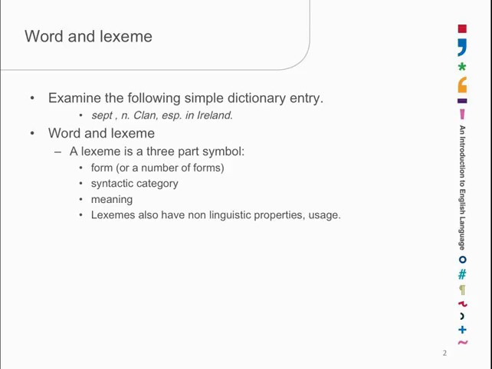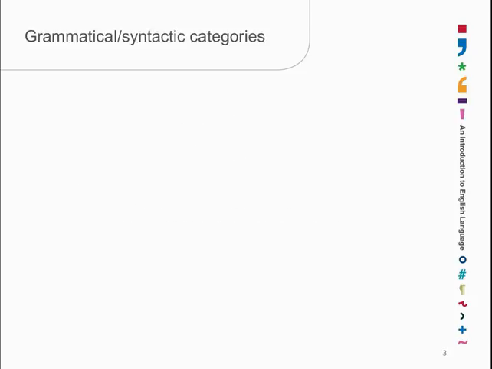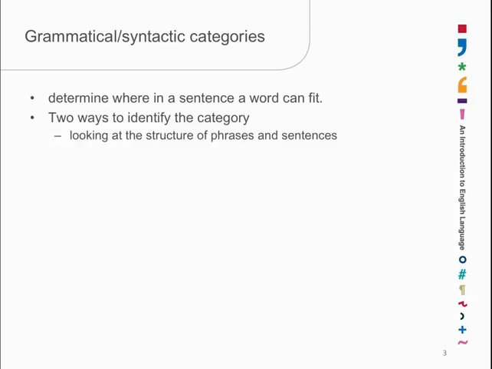Grammatical or syntactic categories, as they're also known, determine, as we said, where in a sentence a word can fit, and therefore there's one obvious way of identifying the category, that is, looking at phrases and sentences and seeing where words fit into them. But there is a second way, that is looking at the inflection of words. That's what we're going to do next, because it's a way of looking at word structure, and since we're looking at words we also have to look at their internal structure, and inflection is part of that.